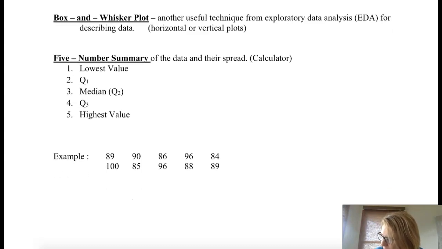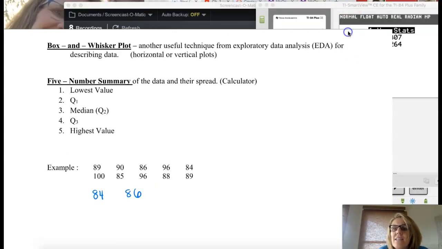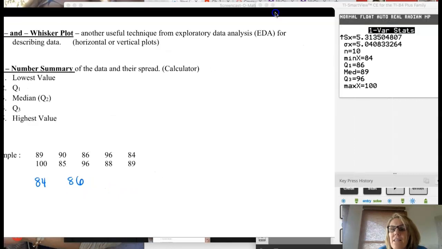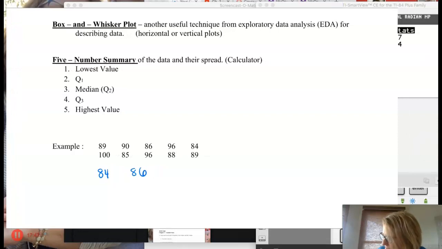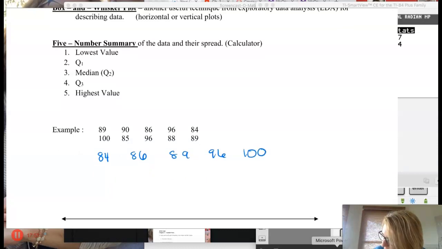Okay, so my 5-number summary is 84, 86, 89, 96, and 100. Okay, that's my 5-number summary.